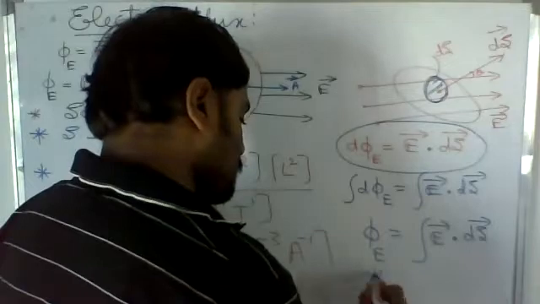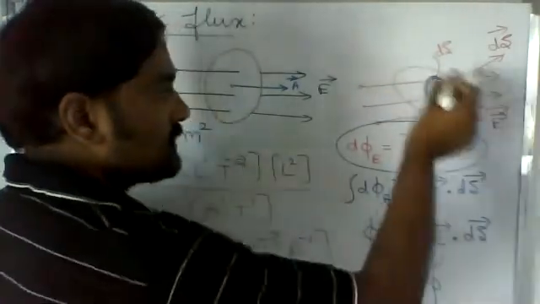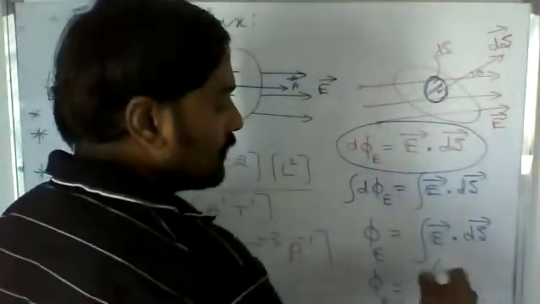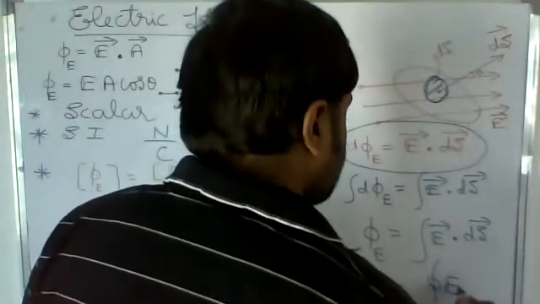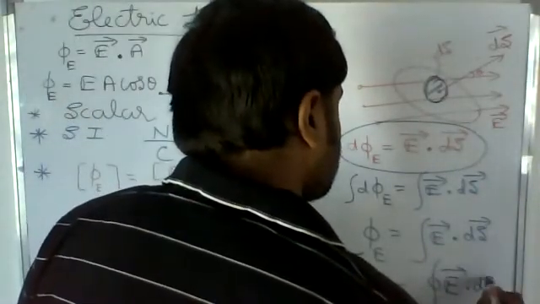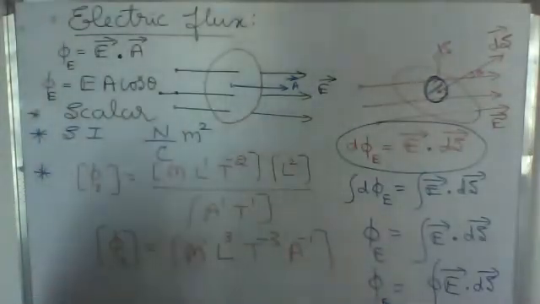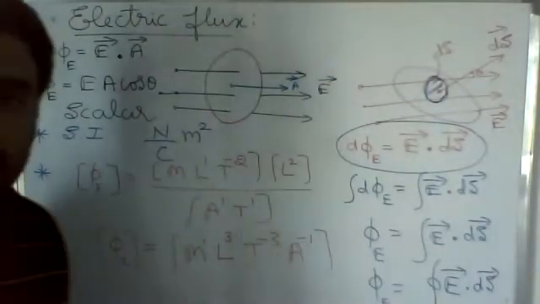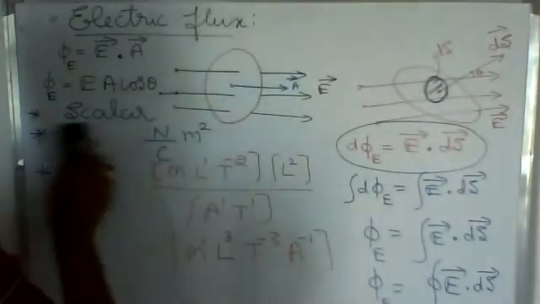So this can also be written in the form of phi is equal to closed loop integral. That means the surface is closed. Circle on integral means the surface is closed. Integration of E vector dot ds vector. So this is another mathematical expression for electric flux. Okay, after that, let us discuss some very important special cases in electric flux.